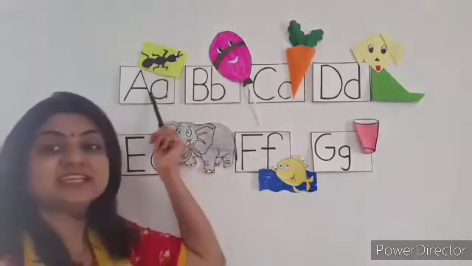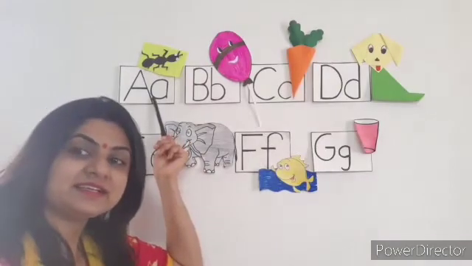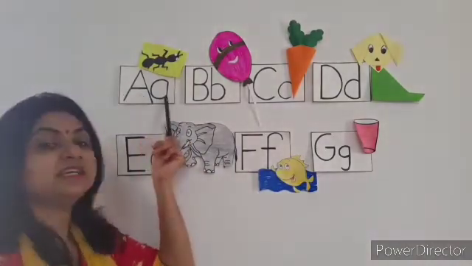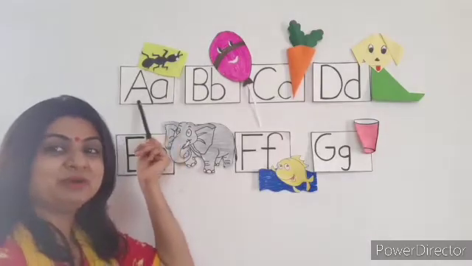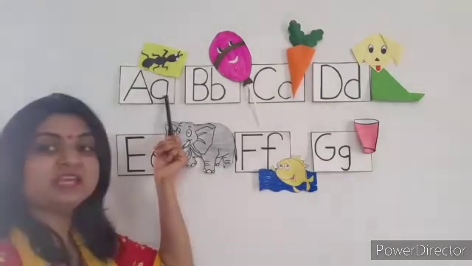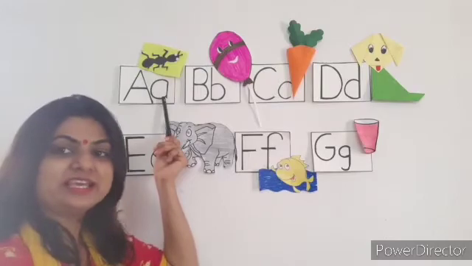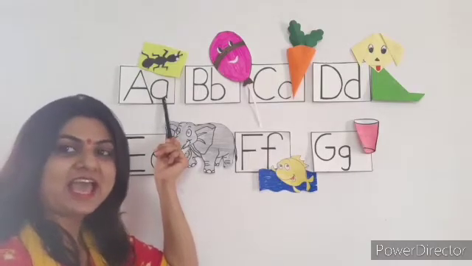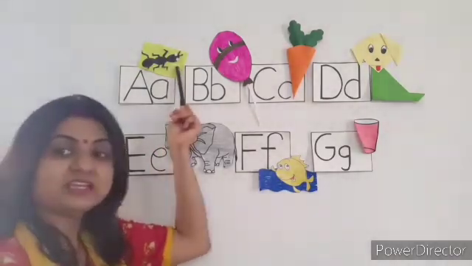Children, today we will learn a new letter. Letter H. Before that, we will revise letters A to G. Children, now tell me, which letter is this? Letter A. Capital A, small a. Mama A, baby A. Sound of letter A is as in ant.